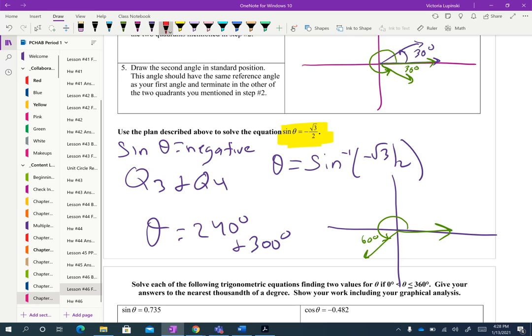Then if you go back to standard position and you turn through 300, that's going to put you about here. And again, you're always going to have a reference angle of 60 degrees, the same reference angle on both sides. So again, just to be clear, what is the answer to this question? 240 and 300. But again, I want you to show the angles.